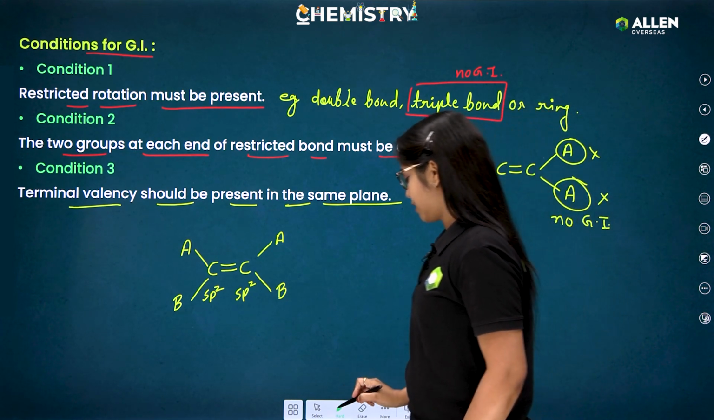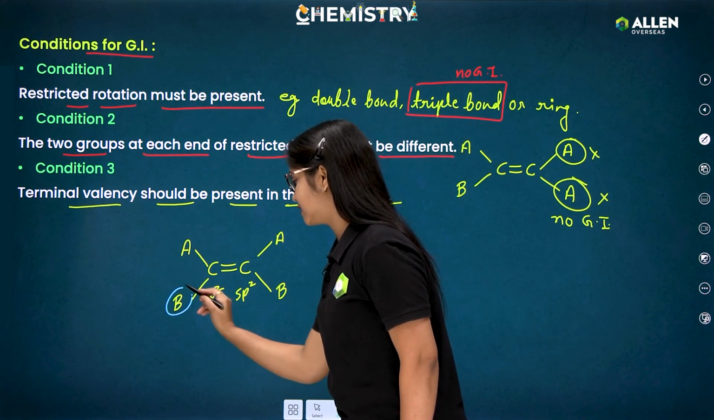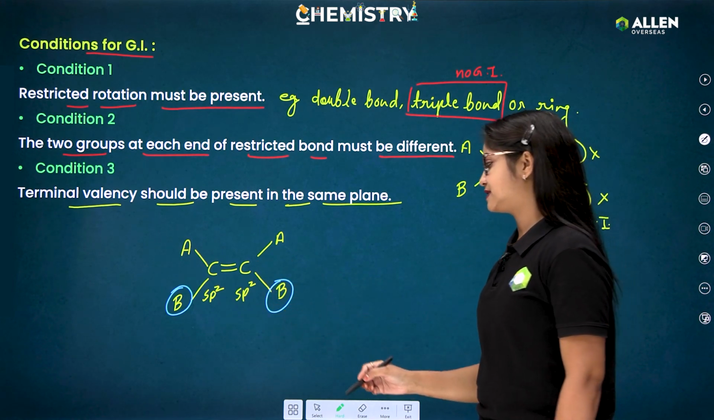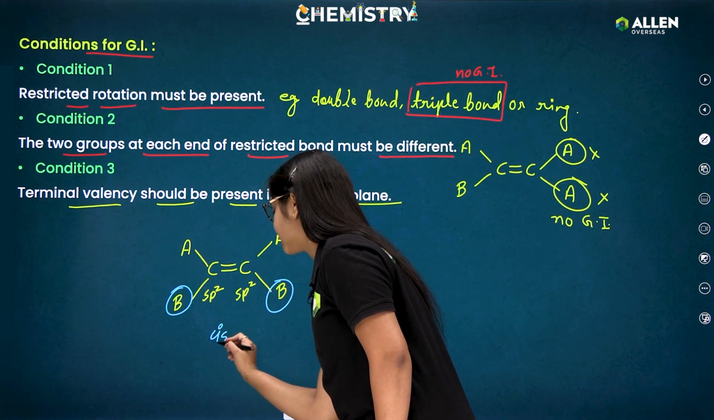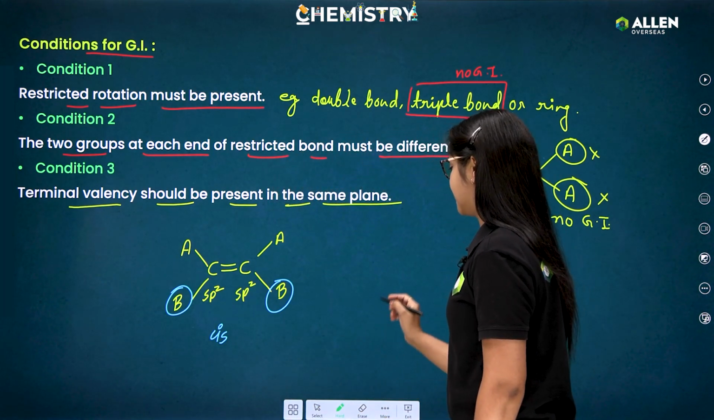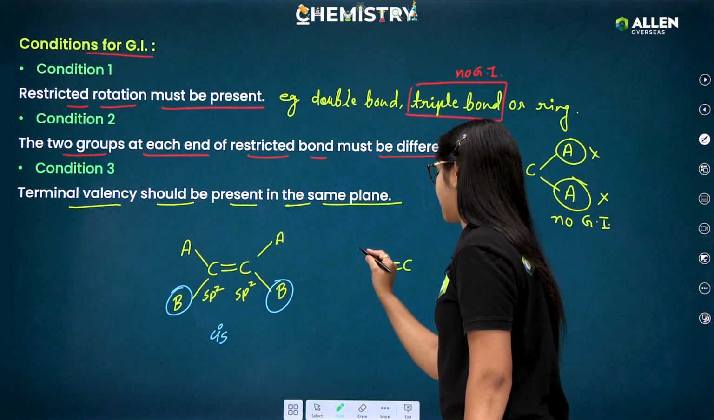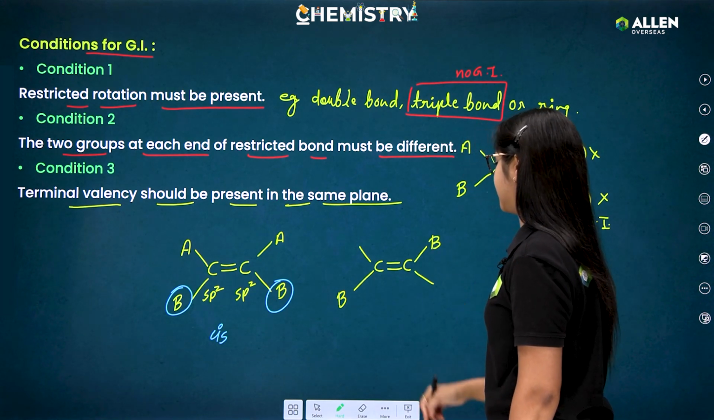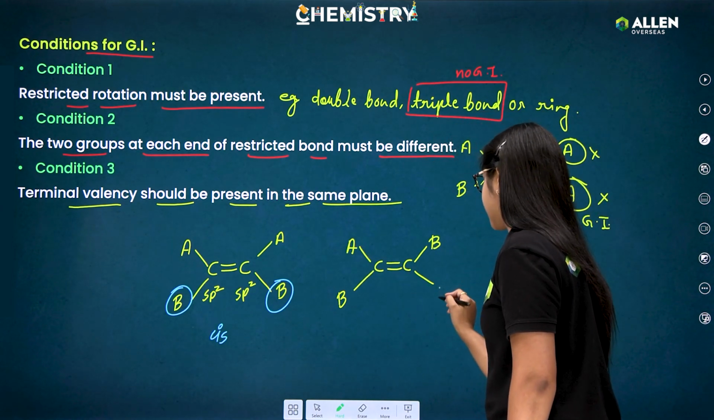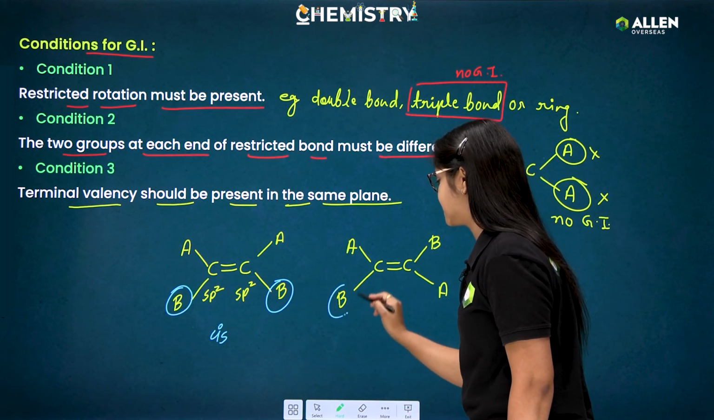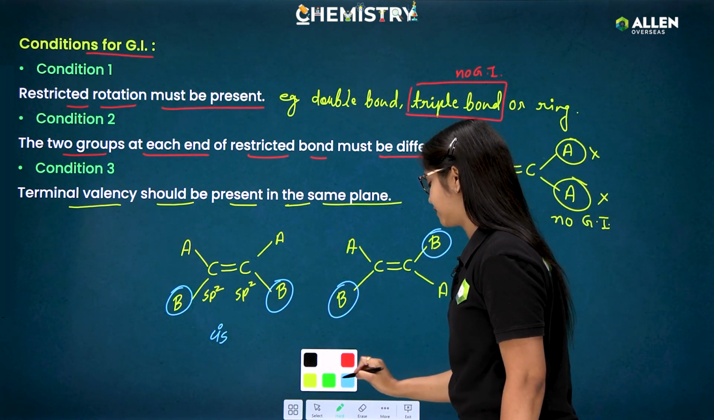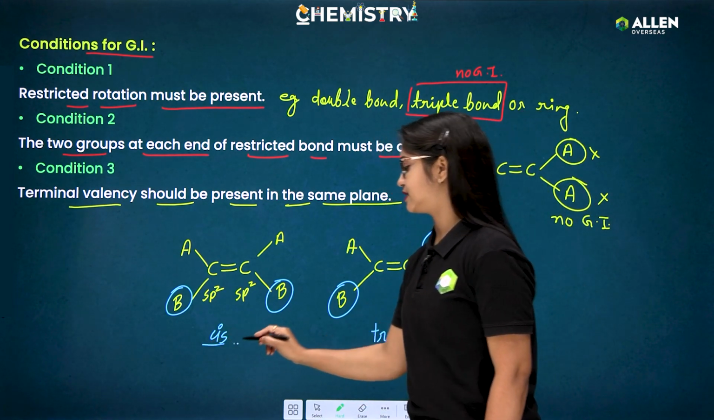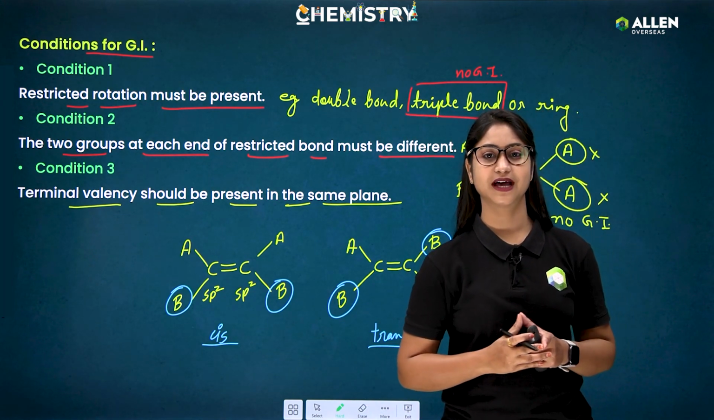That's why this compound can show geometrical isomerism. And how can it show? When the similar or same groups are on the same side of the double bond, then such a geometrical isomer is called the cis isomer. On the other hand, when the same groups or atoms are on opposite sides of the double bond, like one B is here but the second B is opposite, similarly A and A are opposite, then this geometrical isomer is called the trans geometrical isomer. So cis and trans is one example of geometrical isomerism.